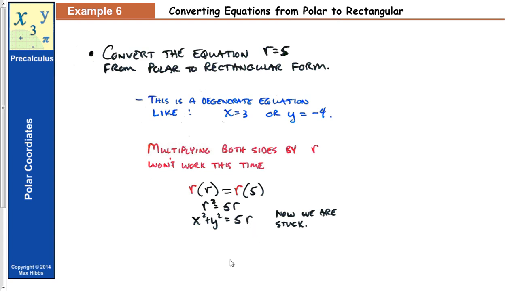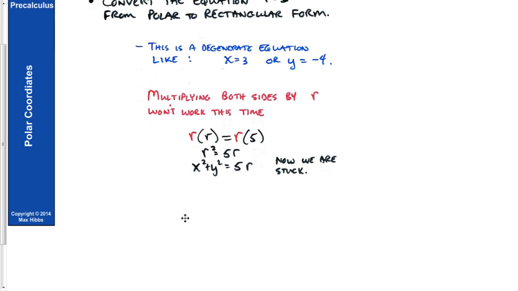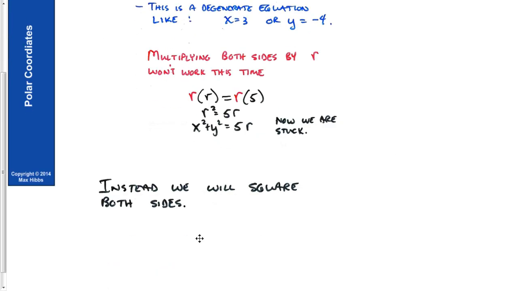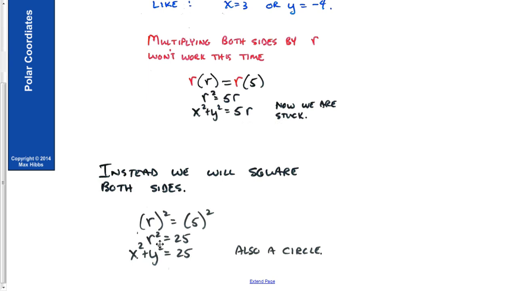So we take a different path. And the different path is we're going to try to create r squared, not by multiplying both sides by r and introducing an extra r over here. We'll just square this side and square this side. And that way we won't have any extra r's, will we? So we're going to square both sides. And when we square the left, we get r squared. When we square the right, we get 25. And now we can replace r squared with x squared plus y squared. And then we notice x squared plus y squared equals 25 is also a circle. It's a circle whose center is the origin and whose radius is 5.